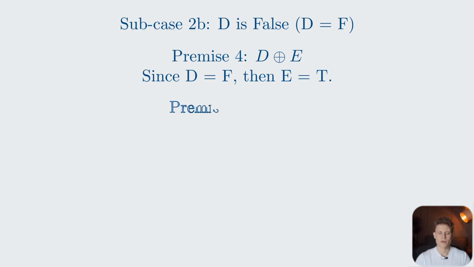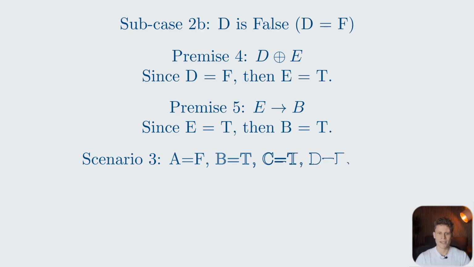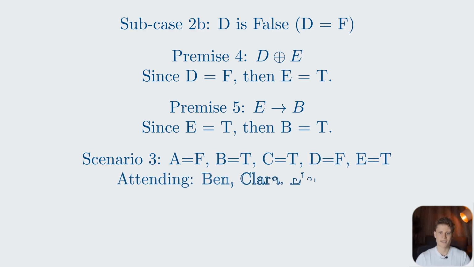Now we use premise 5. E implies B. Since E is true, B must also be true. Ben attends. This gives us our 4th and final consistent scenario. Anna doesn't, Ben does, Clara does, David doesn't, and Elena does. 3 people attend. So, we have successfully enumerated all 4 possible ways the colleagues' attendance can play out.